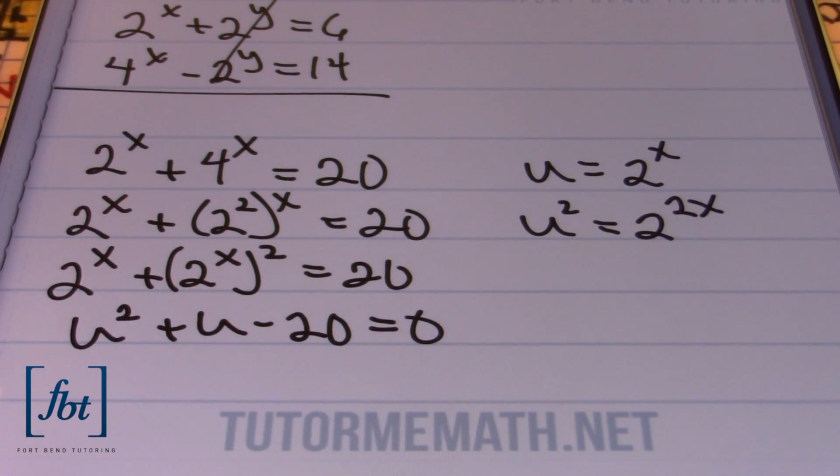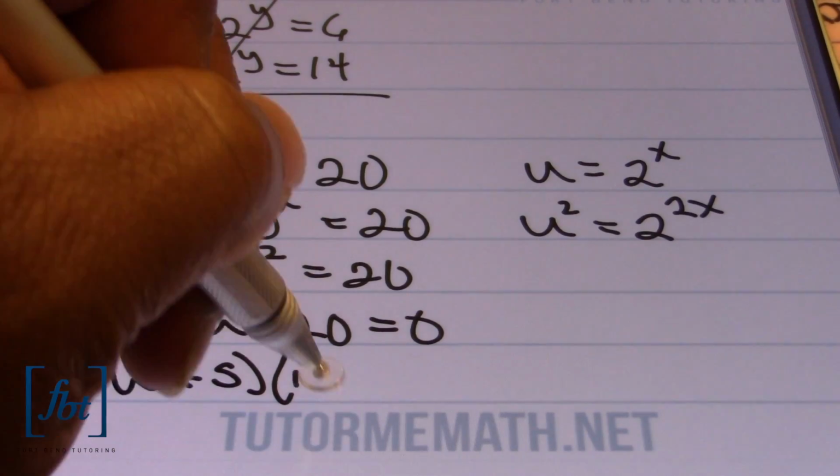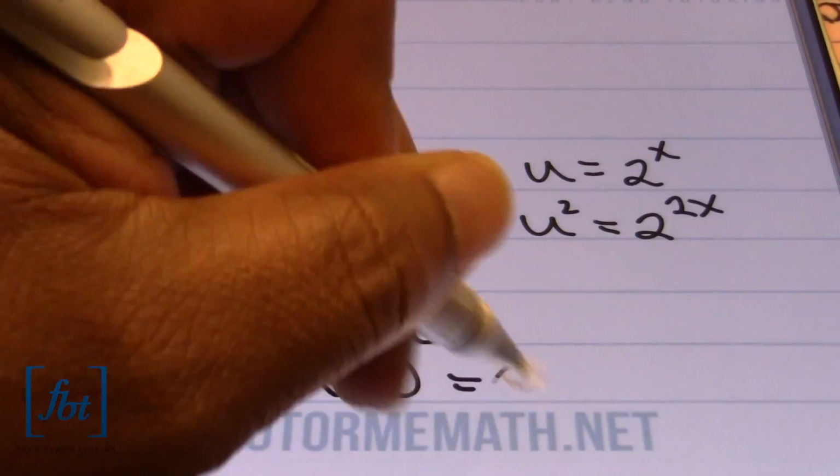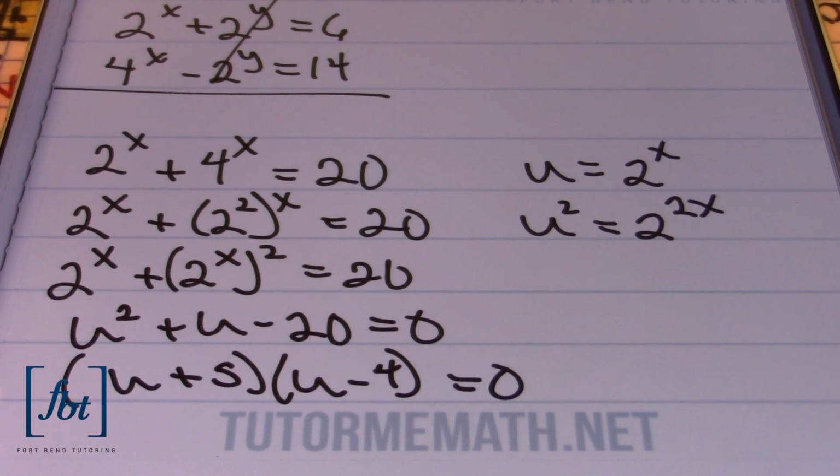But lo and behold, this is factorable. Problem number 3 is factorable. Thank the Lord. We can use 5 and 4 to factor this. So this gives us u plus 5 times u minus 4 equals 0. And we will be setting both of these factors equal to 0 using the zero factor property.